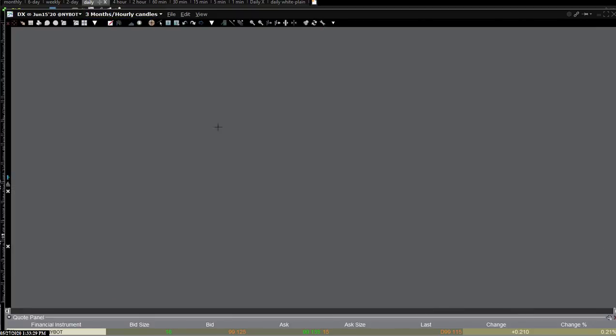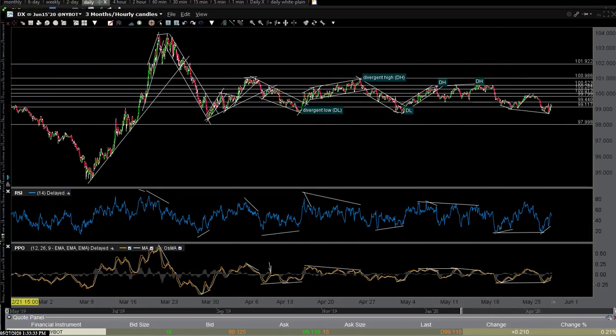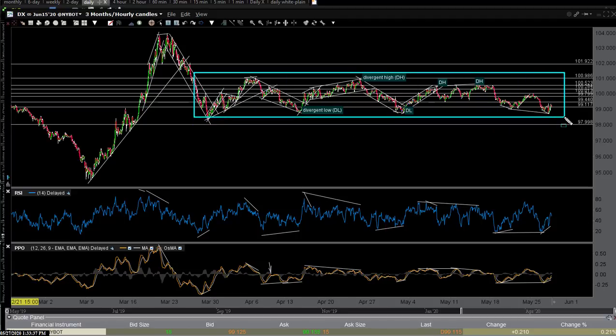Let me just go back to, we're looking at a 1 month view. Here's the bigger picture on the US dollar index or US dollar futures. It's a lot like the stock market, in a sideways trading range here. Been bouncing around, and we're at the lower end of the range.